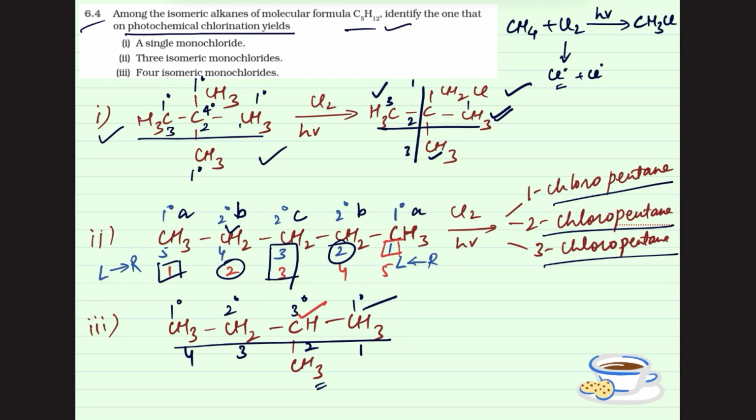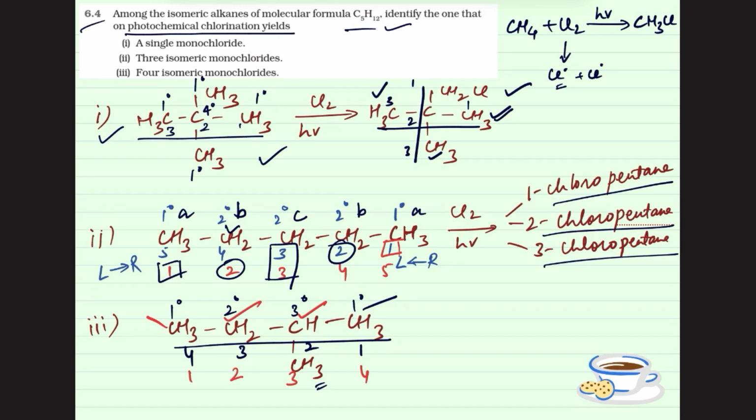Again, if the chlorine is bonded to this secondary carbon, to give the lower locator number to the carbon bonded to chlorine, the chain will be numbered from left to right, that is 1, 2, 3, 4. Now the name of the compound is 2-chloro-3-methyl butane, and when chlorine is bonded to this carbon, then the name of the compound is 1-chloro-3-methyl butane. So 4 different isomeric monochlorides are formed.